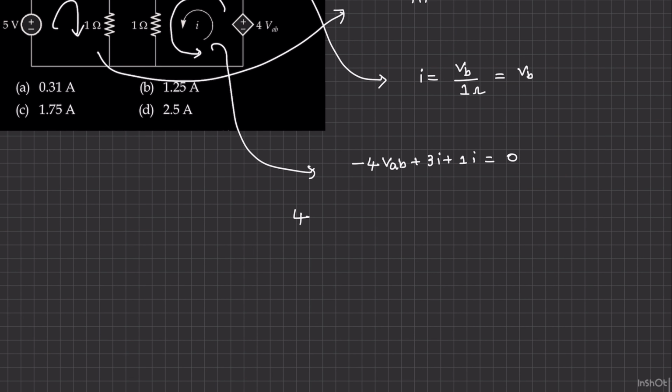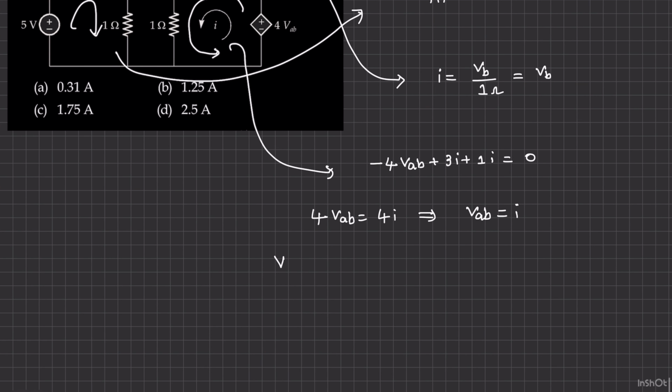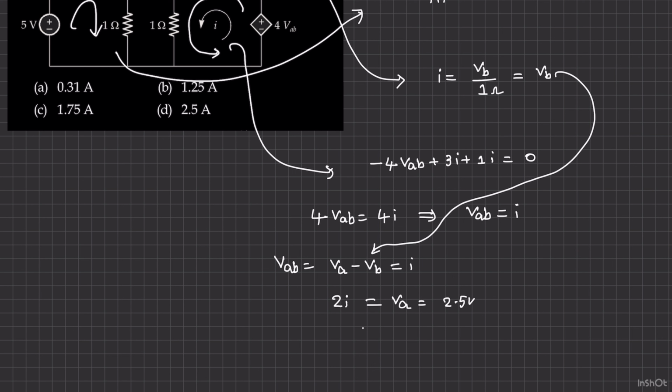So 4 times VAB is 4 times I, which equals VAB is nothing but I. But what is VAB? VAB is nothing but VA minus VB is I, and from this equation VB is nothing but I. So 2 times I is VA, which is 2.5 volt, and I is nothing but 2.5 upon 2, which is 1.25 amps. This is the answer for this question.